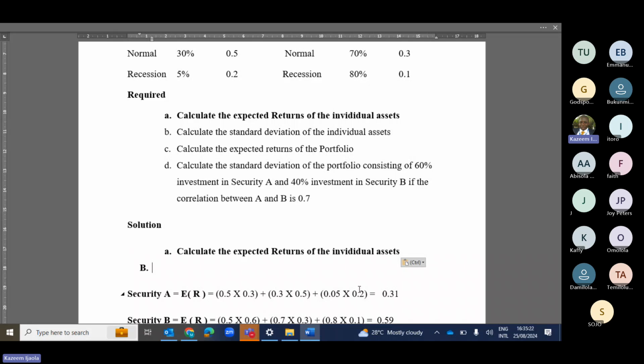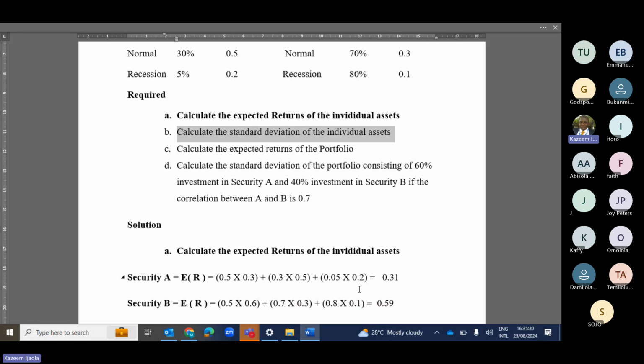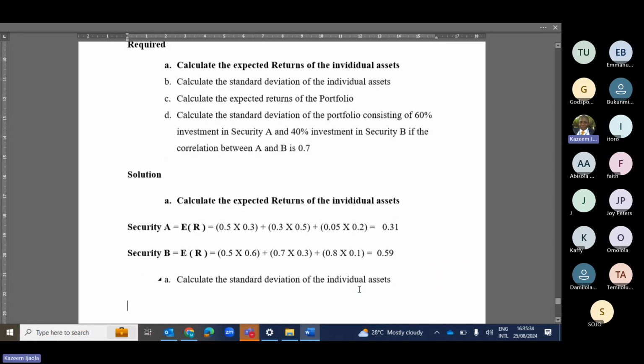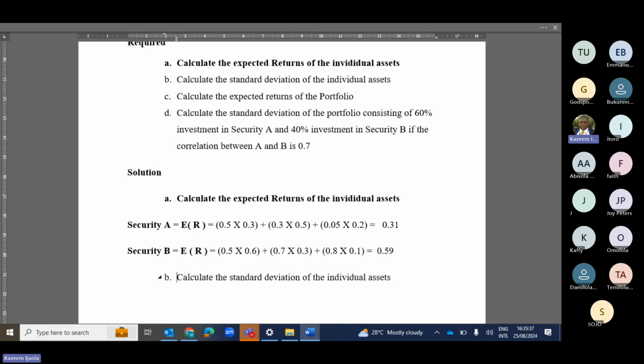B part states that we should calculate the standard deviation of the individual asset. That is the next thing that we are doing now. So I'm going to start with asset A.